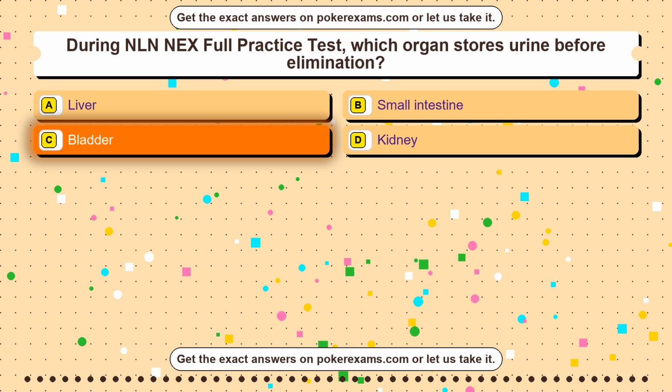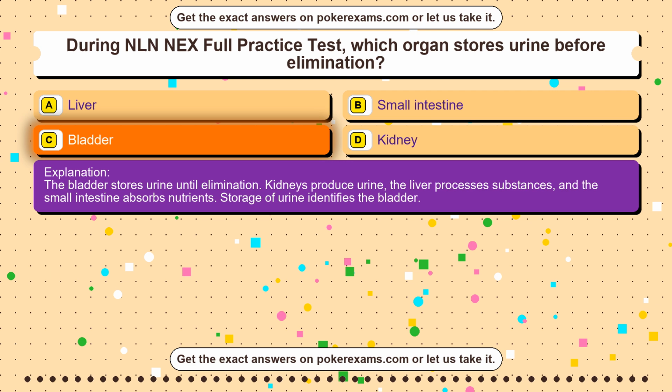Bladder. The bladder stores urine until elimination. Kidneys produce urine, the liver processes substances, and the small intestine absorbs nutrients. Storage of urine identifies the bladder.